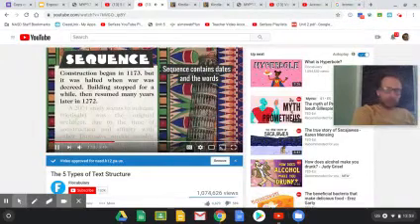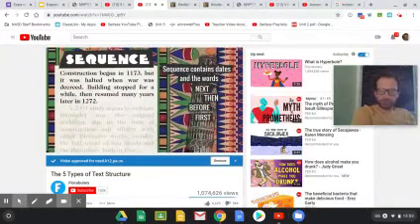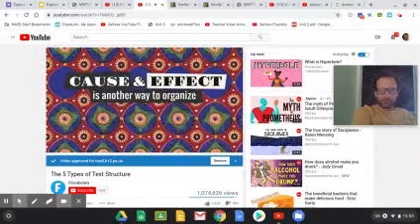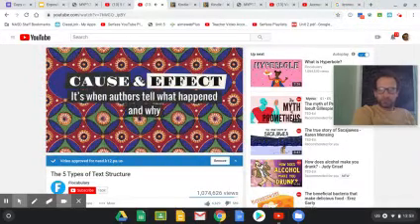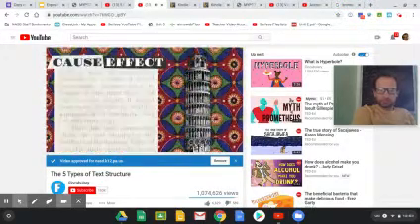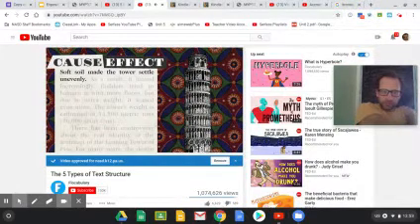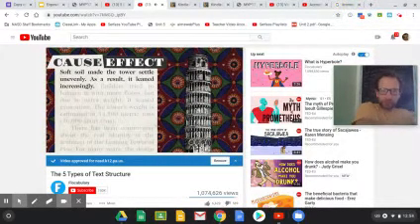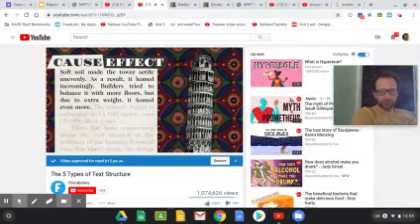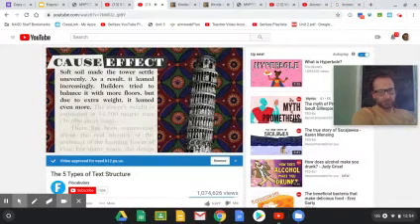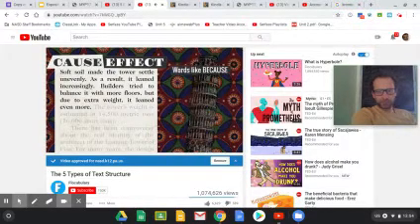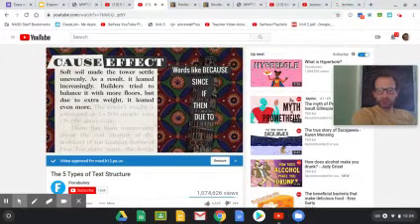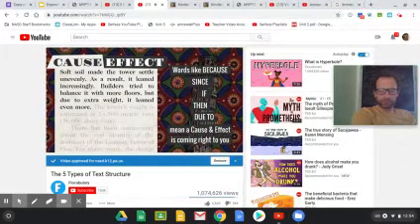Sequence contains dates and the words next, then, before, first, second, and third. Cause and effect is another way to organize. It's when authors tell what happened and why. Soft soil made the tower settle unevenly. As a result, it leans. Increasingly, builders tried to balance it with more floors, but due to extra weight, it leans even more. Words like because, since, if, then, due to mean a cause and effect is coming right to you.